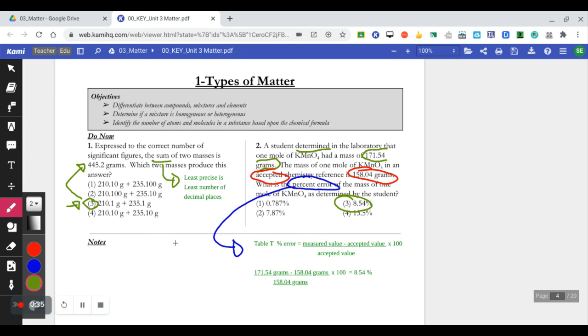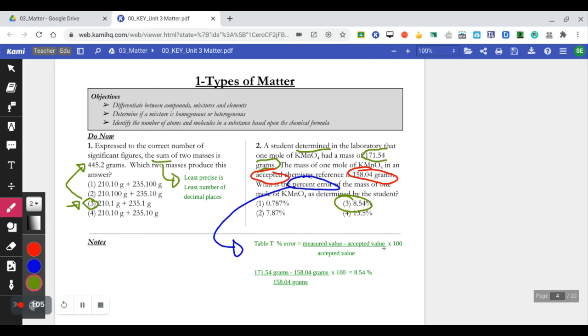2. A student determined in the laboratory that 1 mole of KMnO4 had a mass of 171.54 grams. The mass of 1 mole of KMnO4 in an accepted chemistry reference is 158.04 grams. What is the percent error of the mass of 1 mole of KMnO4 as determined by the student? So here, determined is going to be the same thing as measured. So if the student determined the value to be 171.54 grams, that'll go on my measured value.